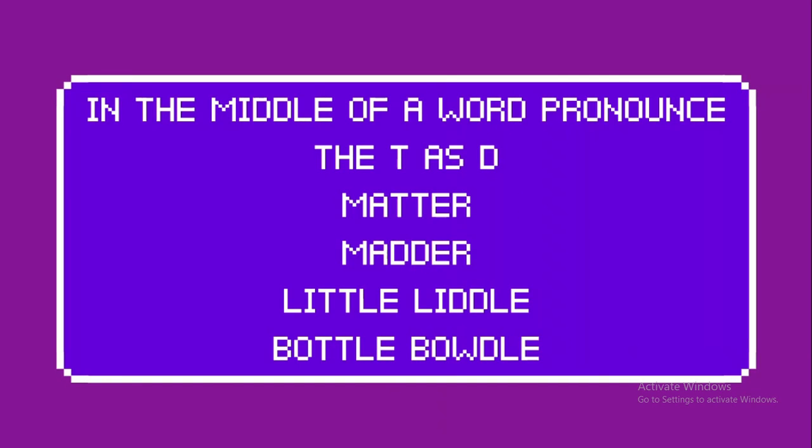In the middle of a word, pronounce the T as a D. This is what American English speakers do, and this type of speaking becomes much smoother. Instead of saying "matter" as we say in British English, you can say "madder," and "little" you can say "liddle." Instead of saying "bottle," you can say "boddle." This is how you speak English like native speakers. And I've got another way for you.